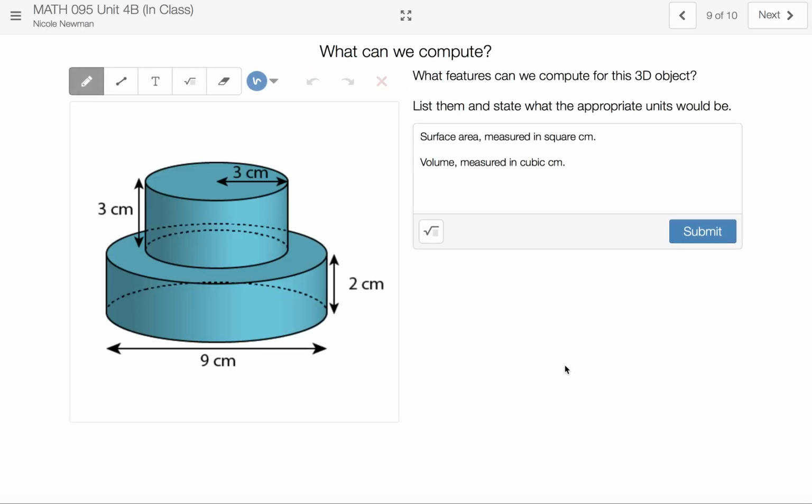Then I give you this. It looks kind of like a fancy cake. I only ask what features could we compute and what their units would be. We didn't actually go through and do the computations. So we could find the surface area. That would be measured in square centimeters. We could find the volume. That would be measured in cubic centimeters. Notice that the centimeters were given over here in the diagram.